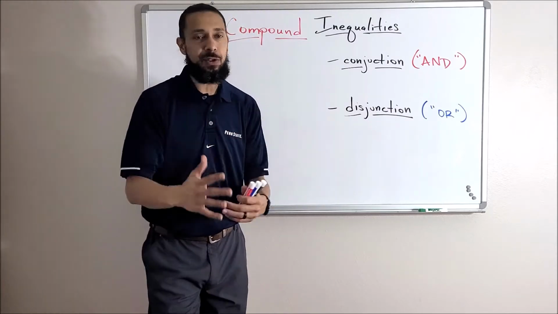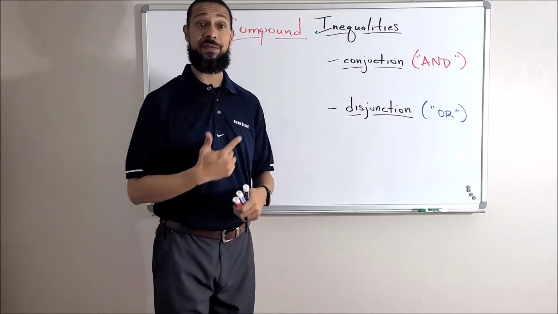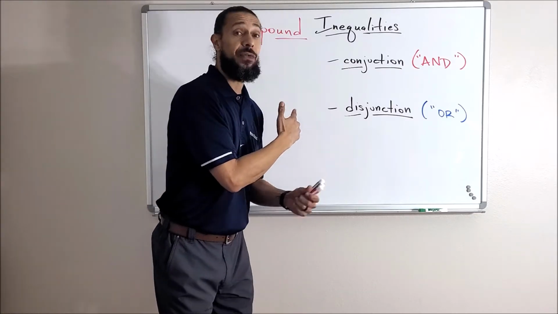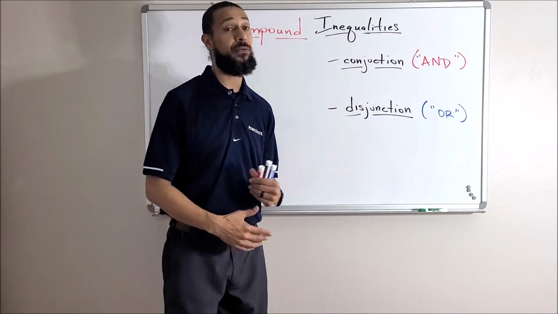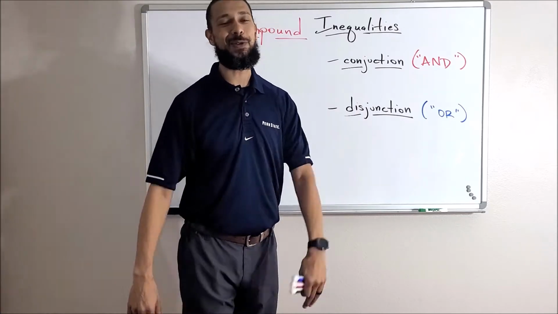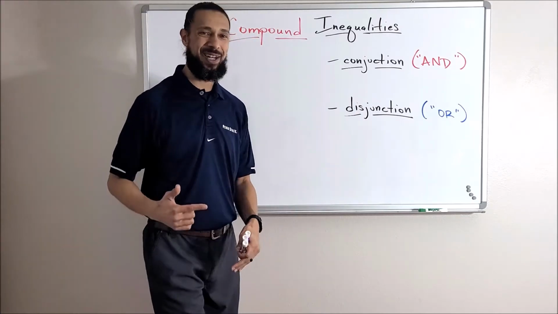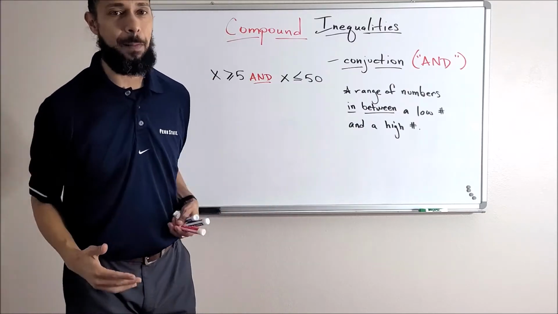Now, their names are not nearly as important as what they look like and the two simple words that each one has. Conjunctions feature the word "and" in between two inequalities, and disjunctions feature the word "or" in between two inequalities. That's enough talking about it. Let's get to doing some of this. Let's focus on conjunctions first. This is what a conjunction might look like.